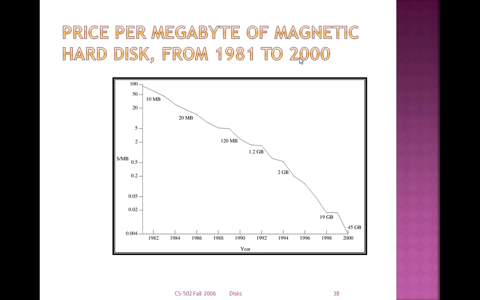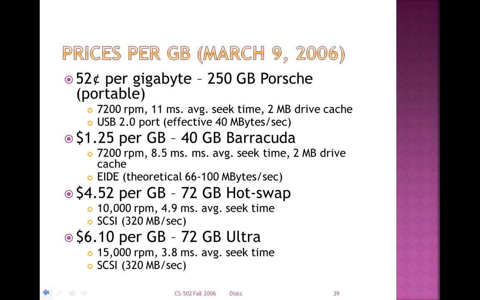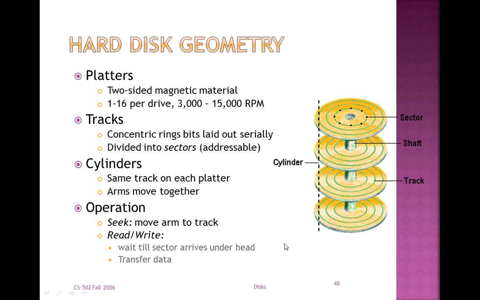Then price per megabyte of magnetic hard disk from 1981 to 2000. That is how the price decreased from 1981 to 2000. In 82, the price is 100 or 50. Then in 86, 20 MB is available at 5 rupees, 10 rupees. This is 2000, this is 45. These are prices per MB, 250 gigabyte, $1.25 per GB, 40 GB Barracuda, then hot swap, GB Ultra.